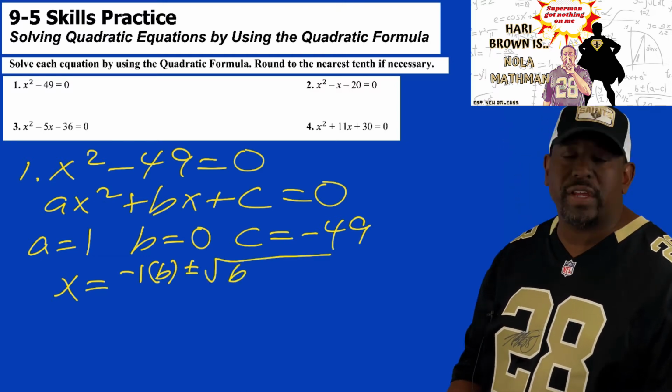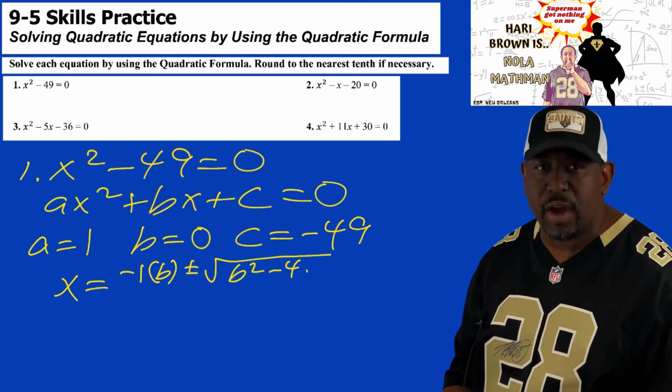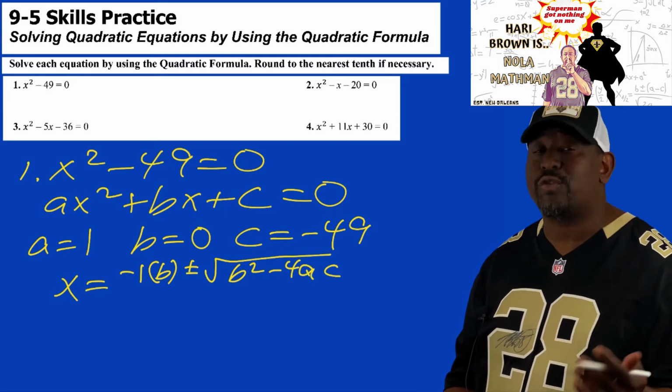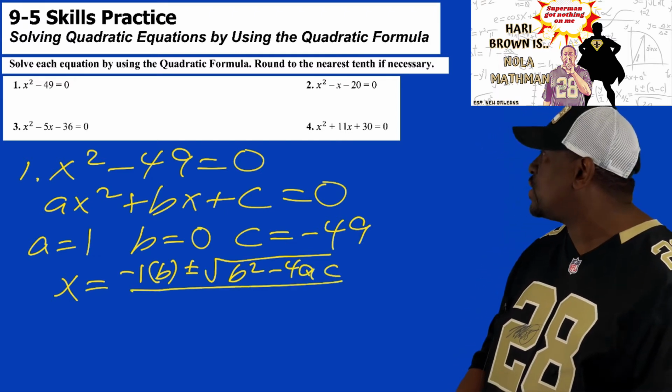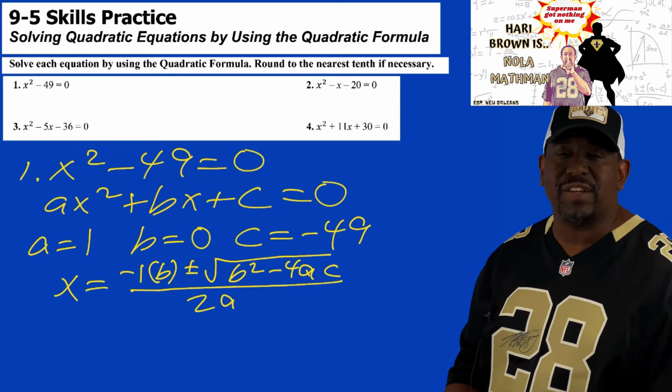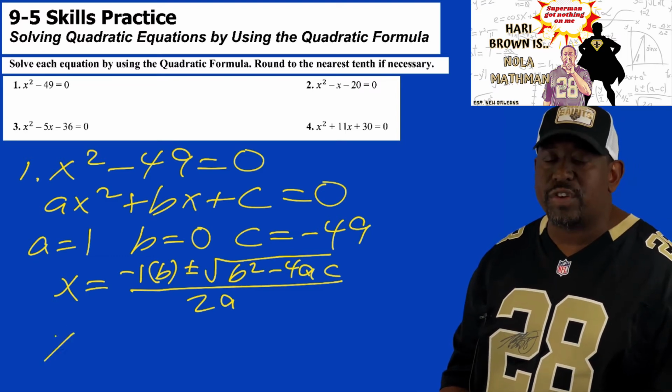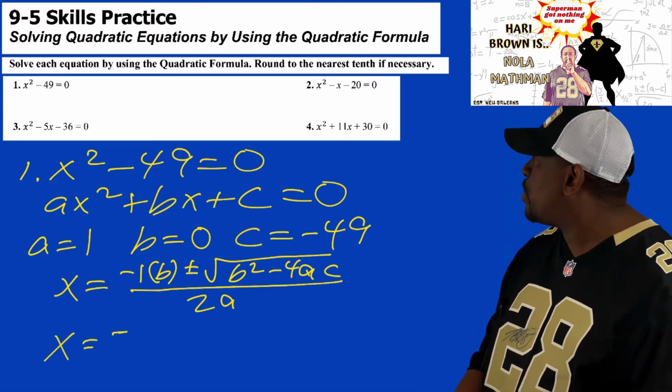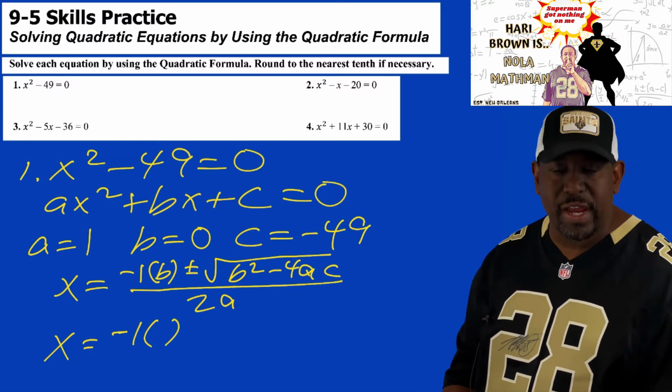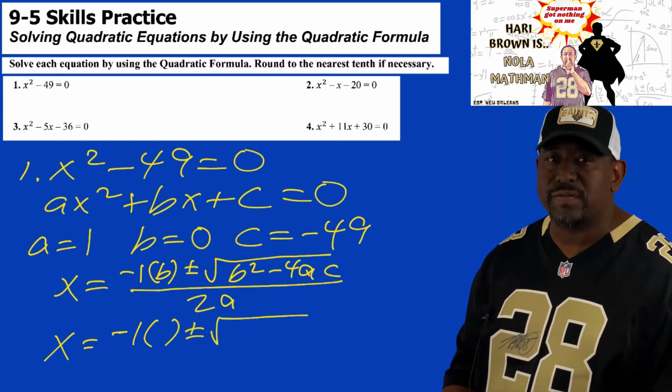So at this point, the first thing you do when you solve by the quadratic formula is write out the quadratic formula. That's always the first step. So that is x equals negative b plus or minus the square root of b squared minus 4ac, that's in the numerator, divided by the quantity 2a.